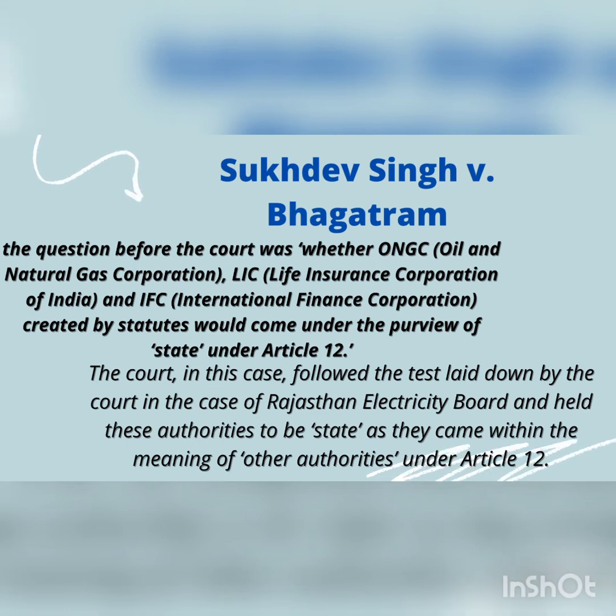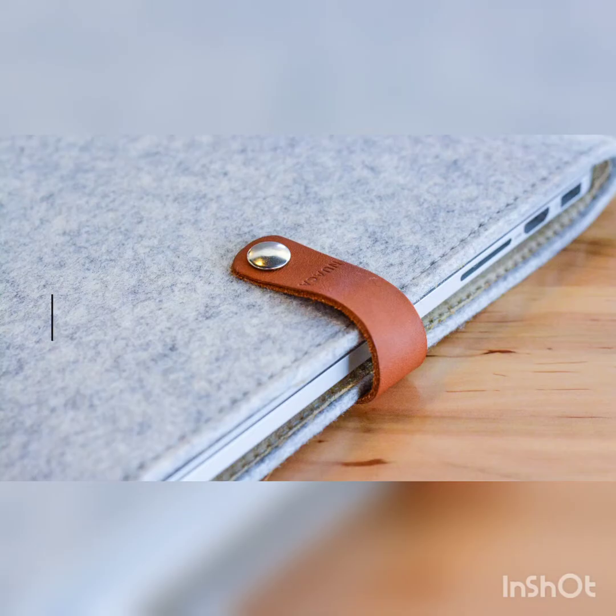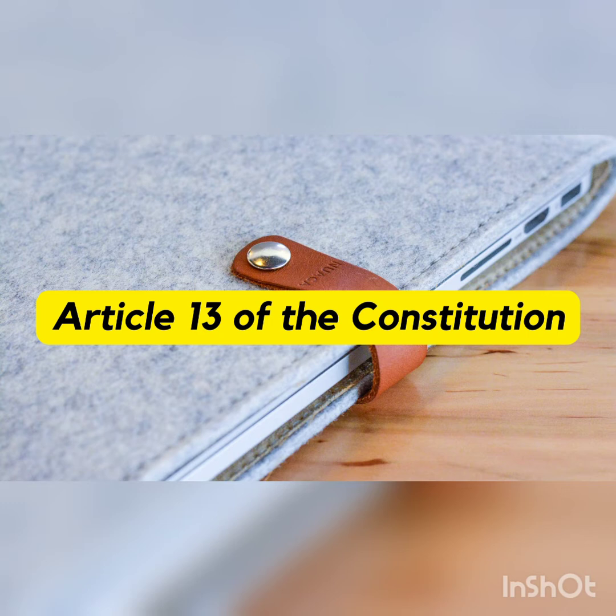Article 13 of the Constitution: laws inconsistent with or in derogation of fundamental rights. 13.1. All laws in force in the territory of India immediately before the commencement of this Constitution, insofar as they are inconsistent with the provisions of this part, shall, to the extent of such inconsistency, be void.